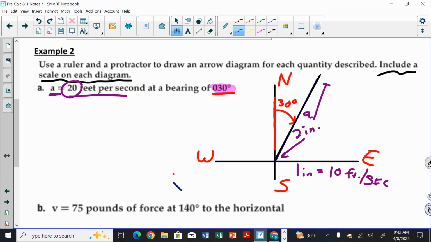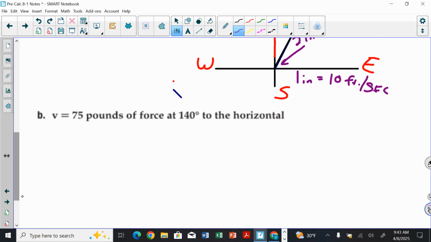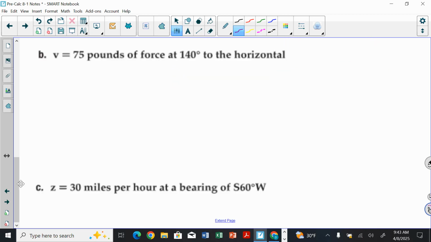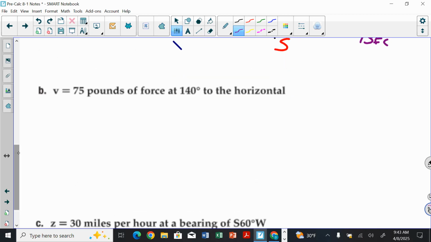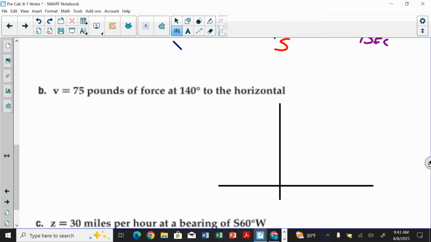All right, how about B? Let's go on to B. All right, so 75 pounds of force at 140 to the horizontal. So again, it's written a little differently than what we're used to seeing. So I'll just draw my axis again. I'm going to draw one here. 140 is going to keep me above the y-axis, so I'm going to draw it a little lower as well. I can label these X and Y, all right? 75 pounds of force, 140 degrees from the horizontal.